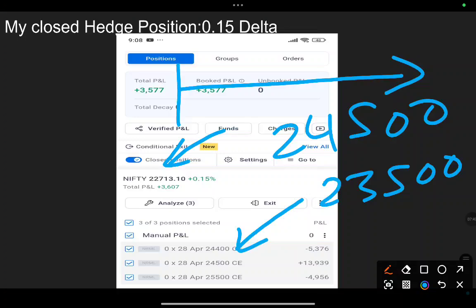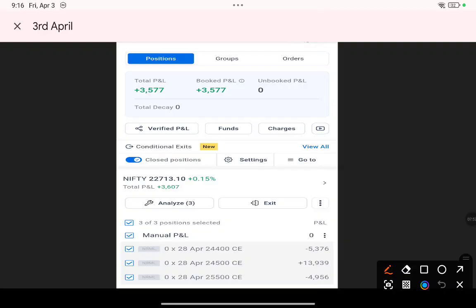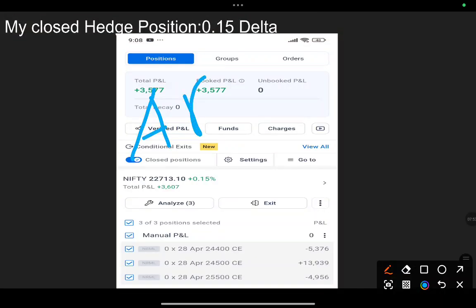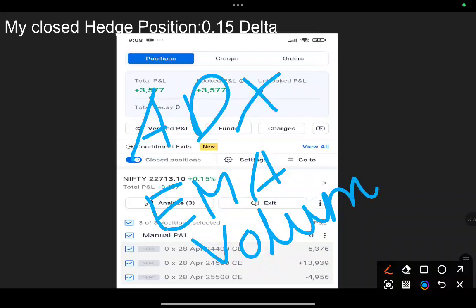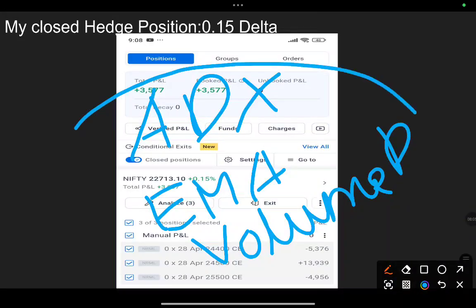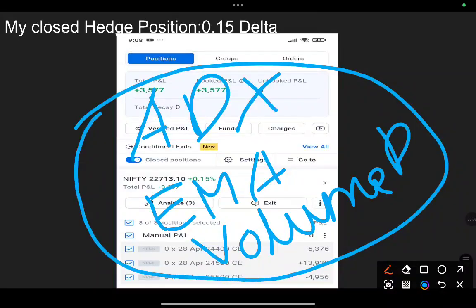I used ADX, EMA, and another new indicator, which is volume profile. These three I used this Thursday at 3 p.m. to confirm whether the trend has reversed or not. So it was a bigger risk to carry forward for Monday, and that's how I closed my position.